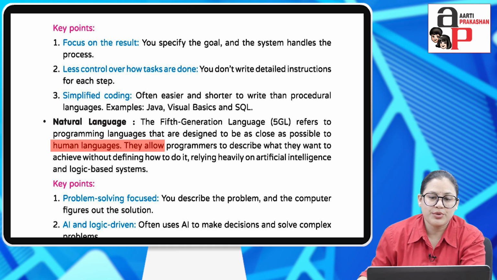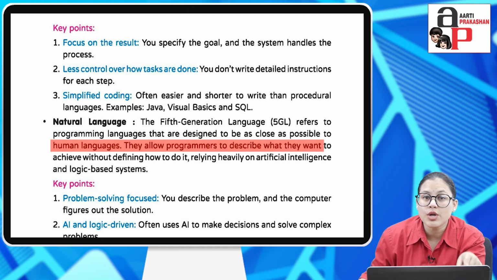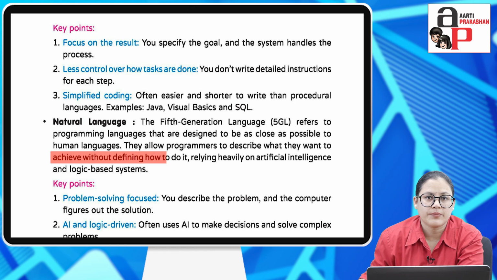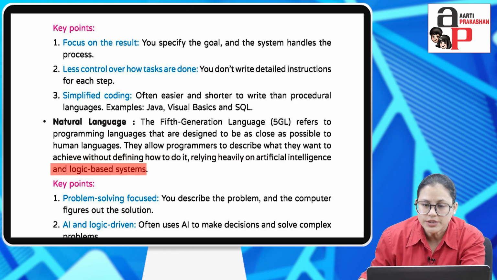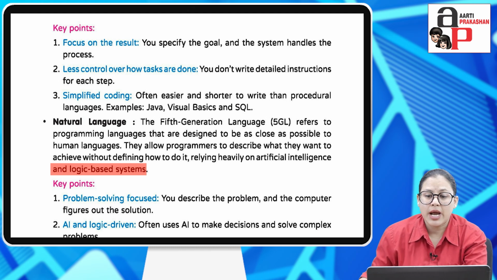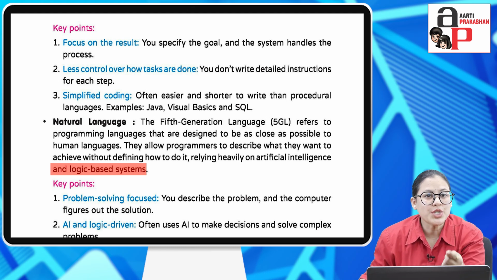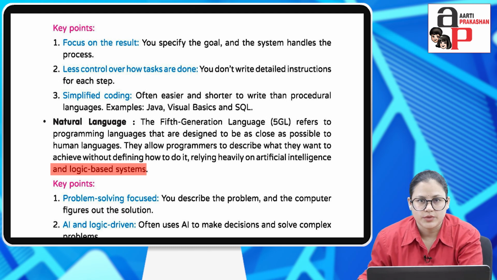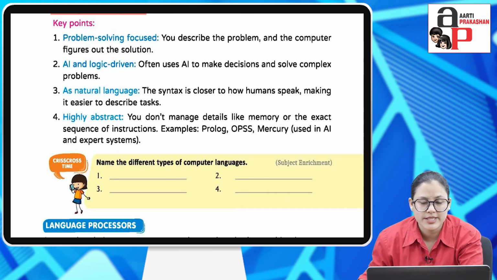Okay, so they allow programmers to describe what they want to achieve without defining how to do it, relying heavily on artificial intelligence and logic-based systems. So here, what does the programmer do? Programmers describe what they want to achieve. The programmer doesn't define how to achieve the goal, or how to do it, right?